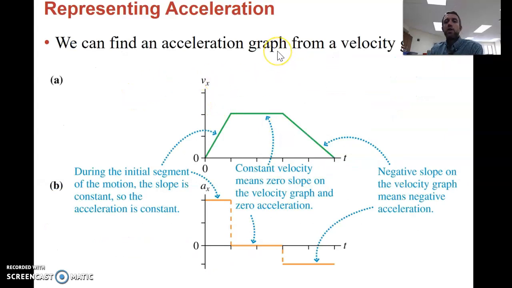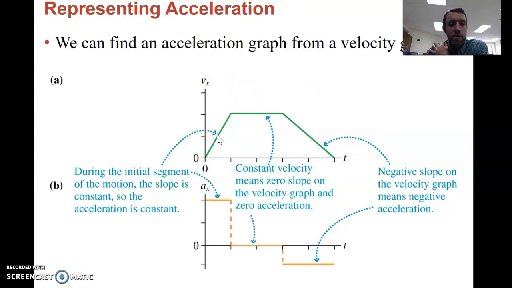We can find the acceleration from a velocity graph. So we know that as well. The slope of a velocity graph is equal to the acceleration. You won't always have an object traveling at the same acceleration. It may be changing, and that's what we're looking at here.